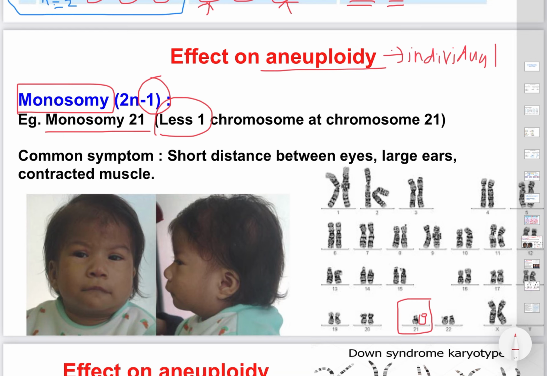Okay, so penyakit monosomi 21 ni disebabkan oleh non-disjunction yang berlaku dekat kromosom 21. So this is the example of the symptoms for the person who suffers monosomy 21, which is it has a short distance between the eyes and it also has large ears. So that is the effect for monosomy.